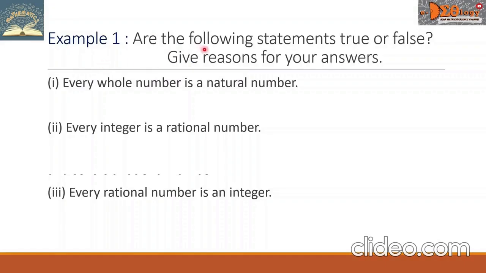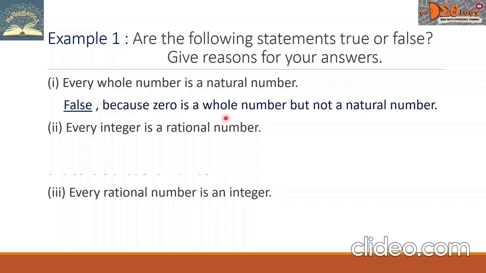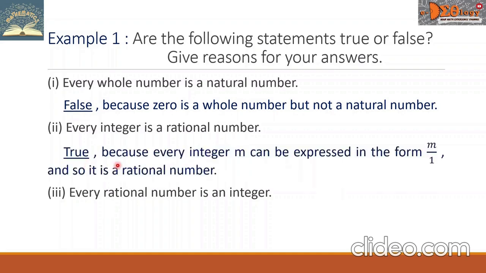Example 1. Are the following statements true or false? Give reasons for your answers. Let's have statement 1. Every whole number is a natural number. This is false, because 0 is a whole number but not a natural number. Second statement. Every integer is a rational number. This is true, because every integer m can be expressed in the form m over 1, and so it is a rational number.